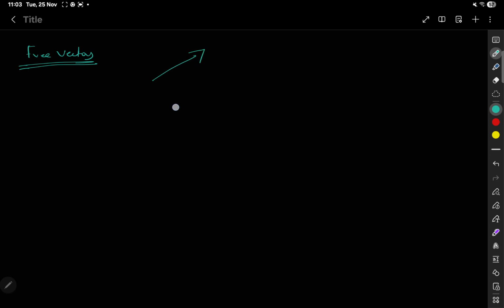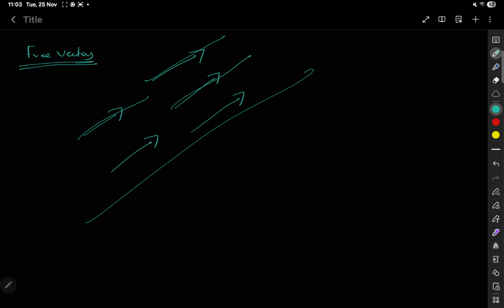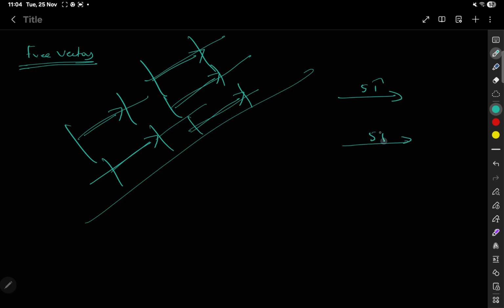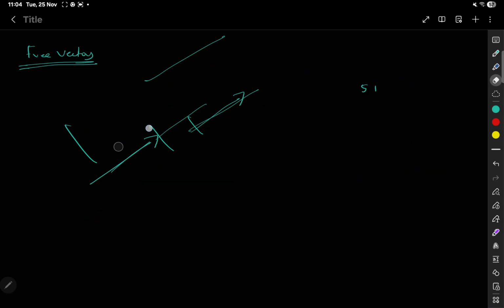So this vector, this vector, this vector, this vector, this vector, all are having a similar line of support. You see, this is the line of support, this is the line of support, this is the line of support, all are parallel, and their magnitude, their length, are also equal. So all are same vectors. This is a 5 i cap here, this is also same direction 5 i cap, both are same. Okay, that is free vectors. I hope you understood. Clear?